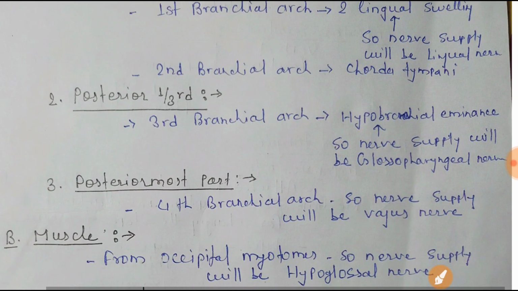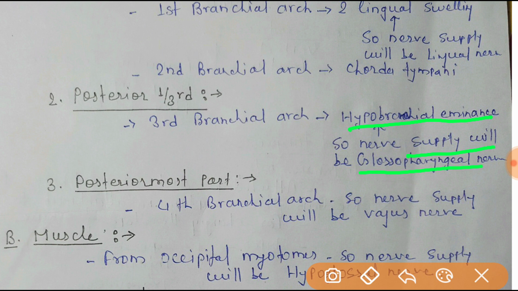Next is the posterior 1/3 of the tongue. The posterior 1/3 of the tongue, the third branchial arch, is developed from the hypobranchial eminence. So the nerve supply of the posterior 1/3 will be the glossopharyngeal nerve. And the posterior most part is the fourth branchial arch, so the nerve supply will be the vagus nerve.